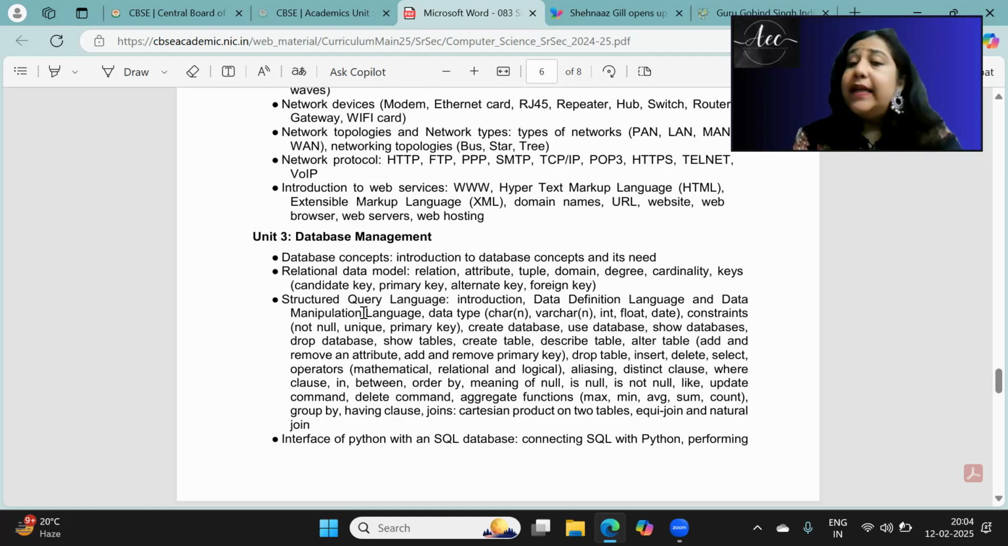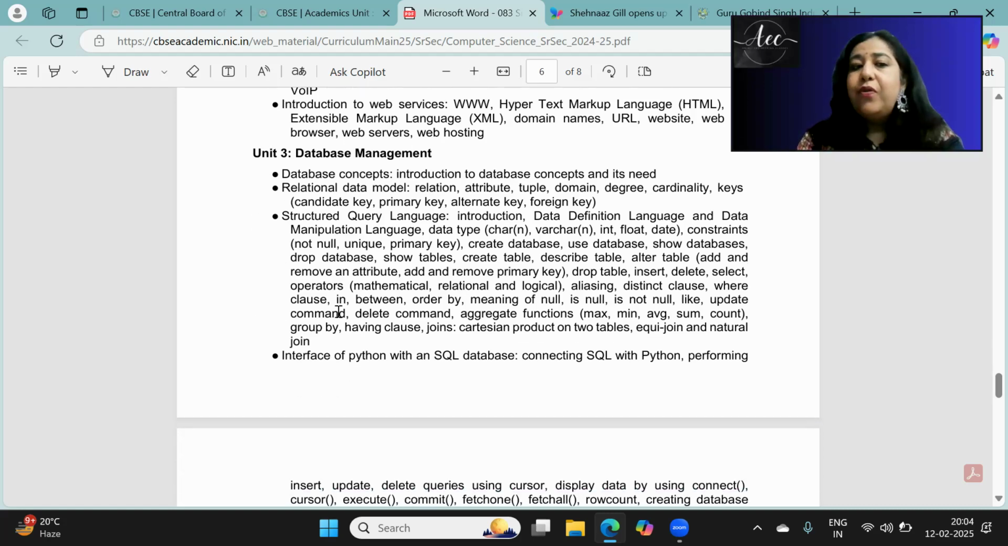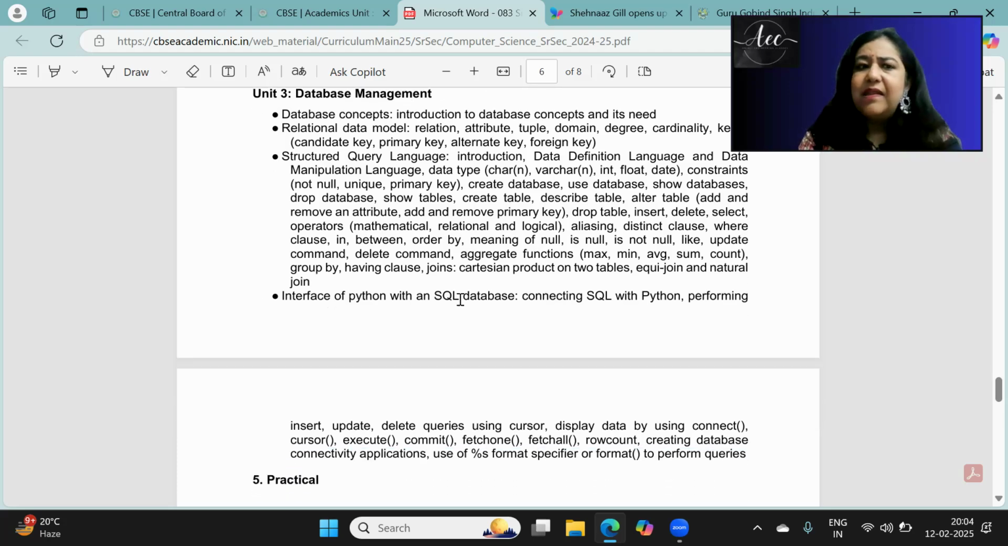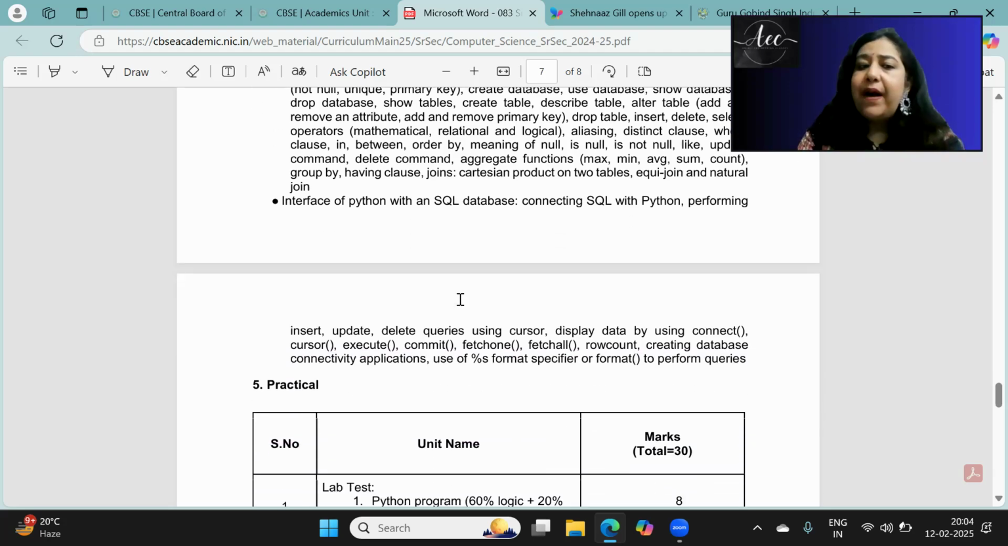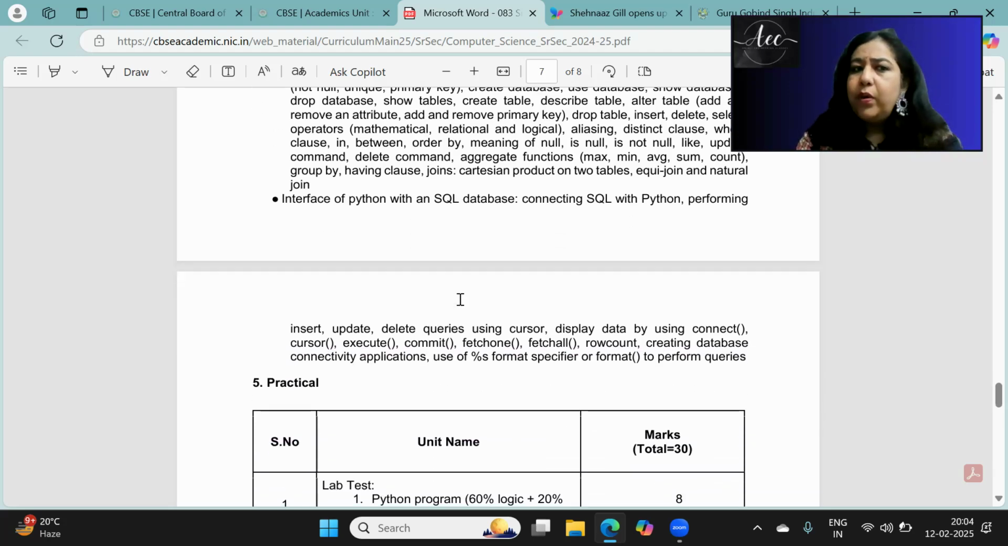Then we have database management. This is a non-procedural language, SQL, that you study in this. You study basic concepts of database over here, and SQL: how to write the commands, how to get the output of the commands. That is what we're going to study here. This is relatively easier in comparison to Python. So it won't take much time and it is not that difficult as well.